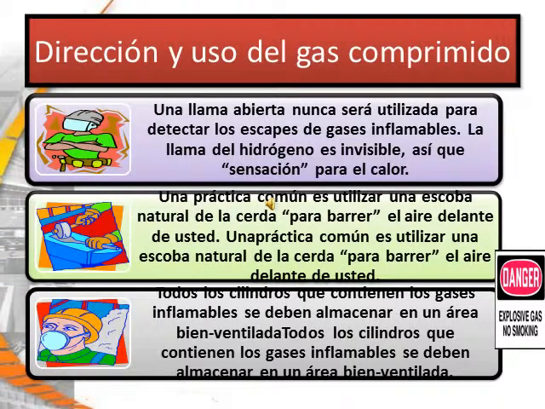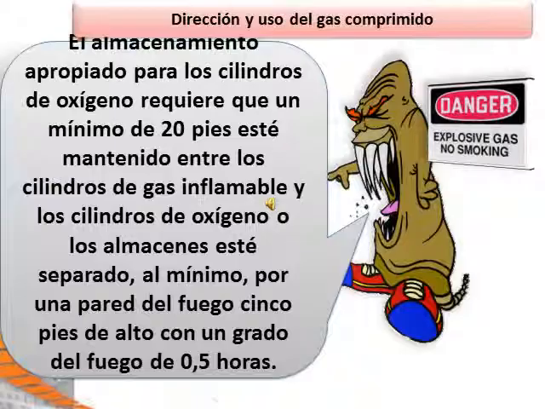All cylinders containing flammable gases should be stored in well-ventilated areas. The proper storage of oxygen cylinders requires that a minimum of 20 feet be maintained between flammable gas cylinders and oxygen cylinders, or the storage area should be separated at minimum by a firewall 5 feet high with a fire rating of half an hour.